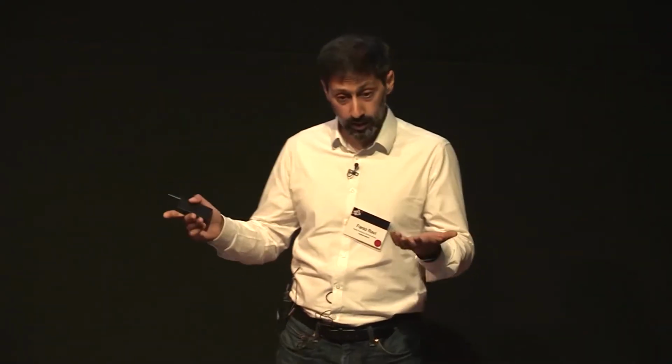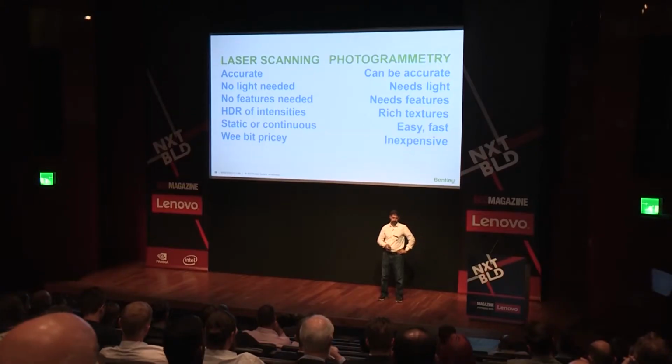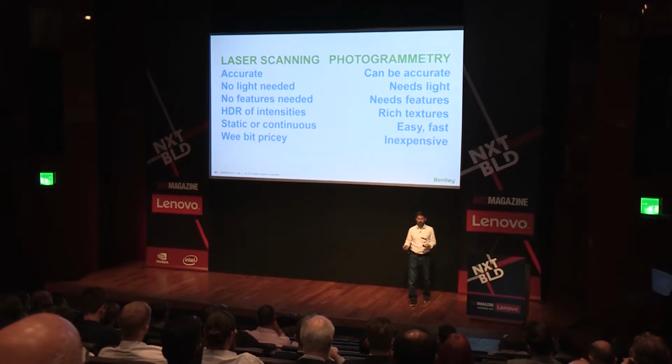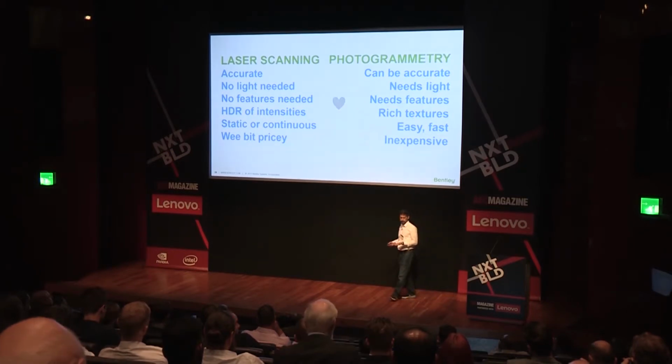Whereas photogrammetry can be accurate if you do it well, but you need light. You can't do it in the dark. You'd be very disappointed if you try to do that. And you do need some kind of features for it to work off, but you get beautiful, rich, textured information, and it's easy and it's fast and it's relatively inexpensive. We really don't see these as being pitted against each other.